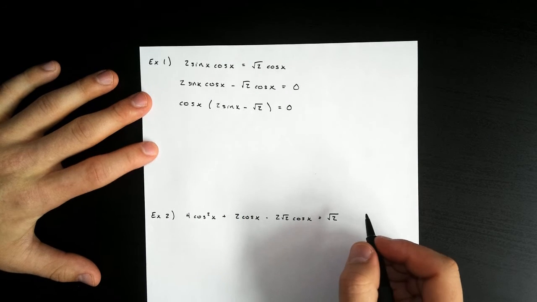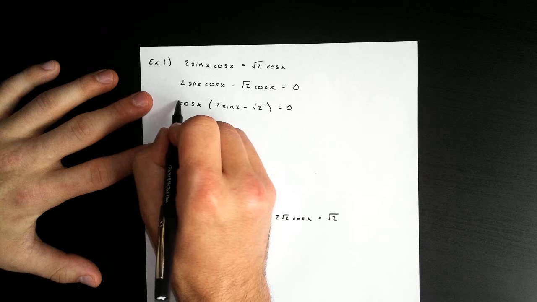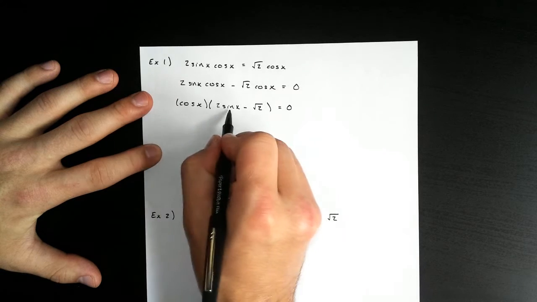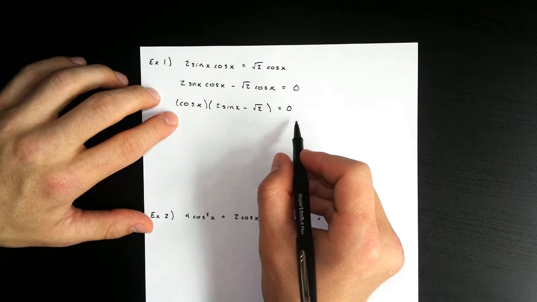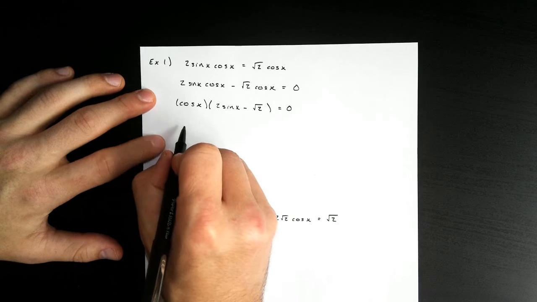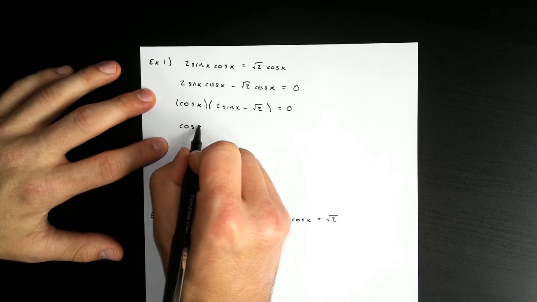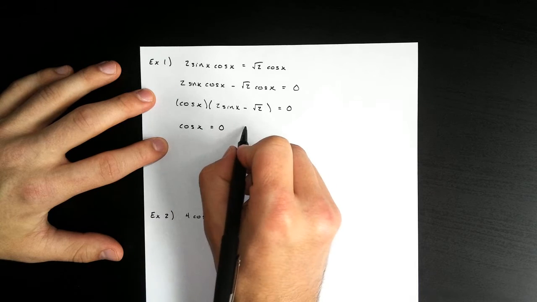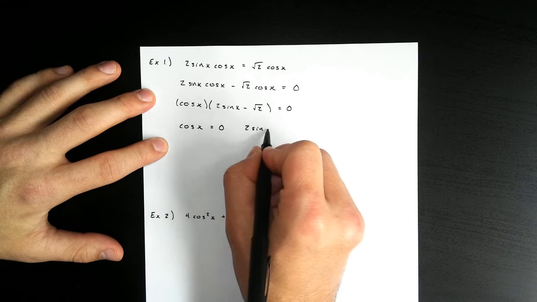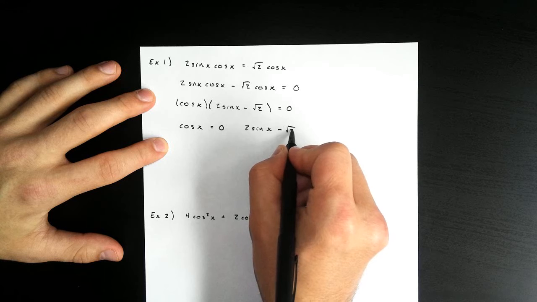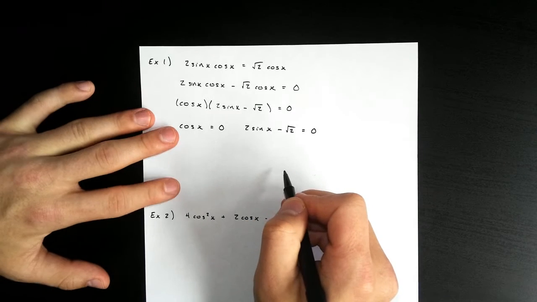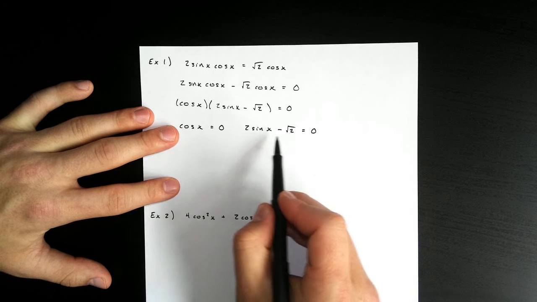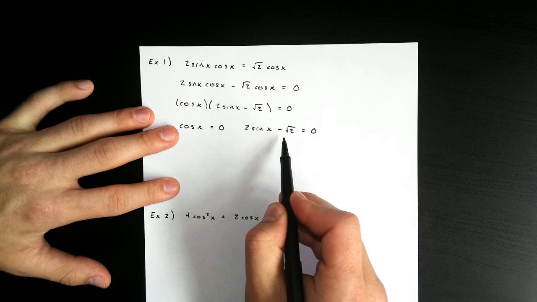And now since that's equal to 0, we have 2 factors that are being multiplied together. So we can use our property to separate this. So we have the cosine of x is equal to 0, or we have 2 times the sine of x minus the square root of 2 is equal to 0. We can finish solving the second equation.